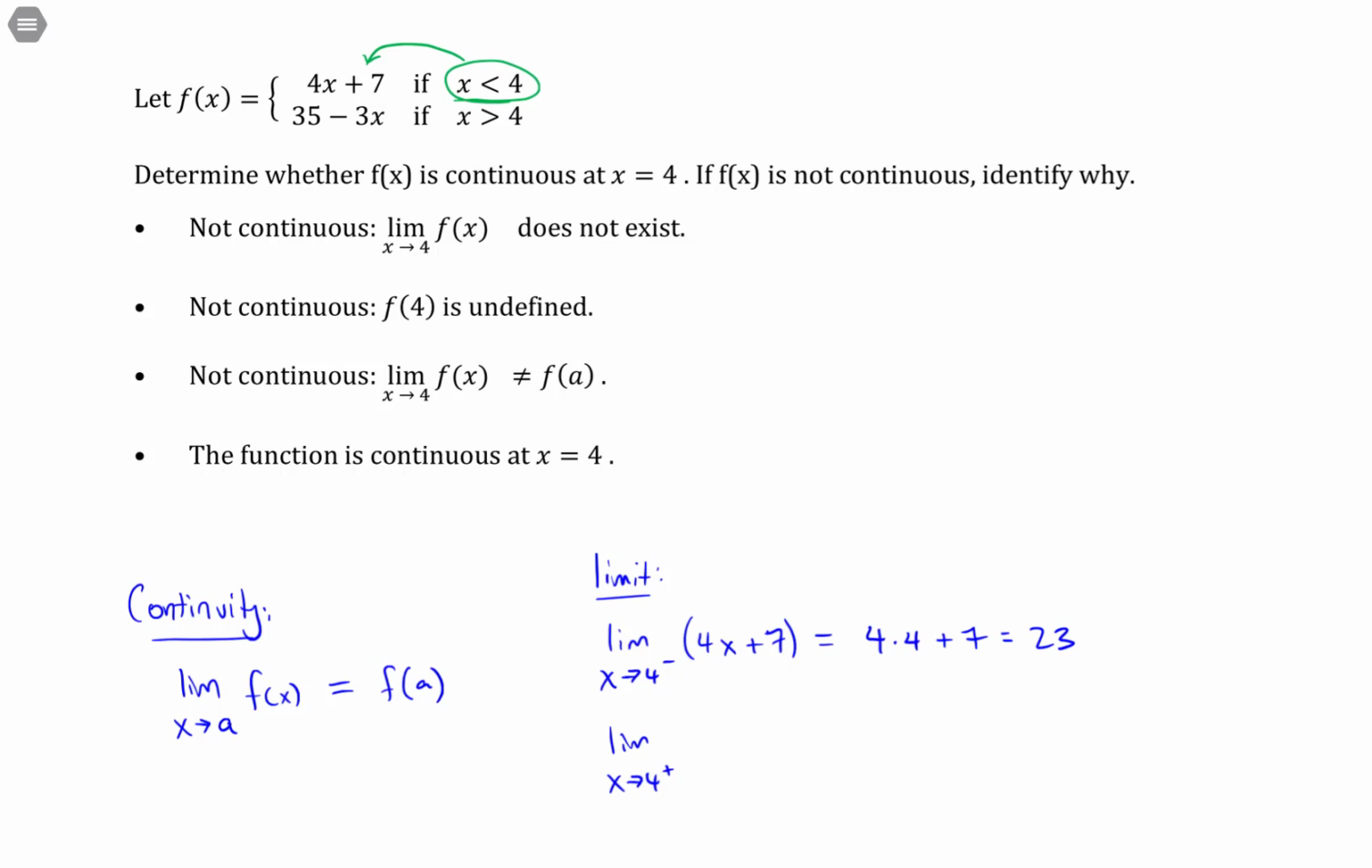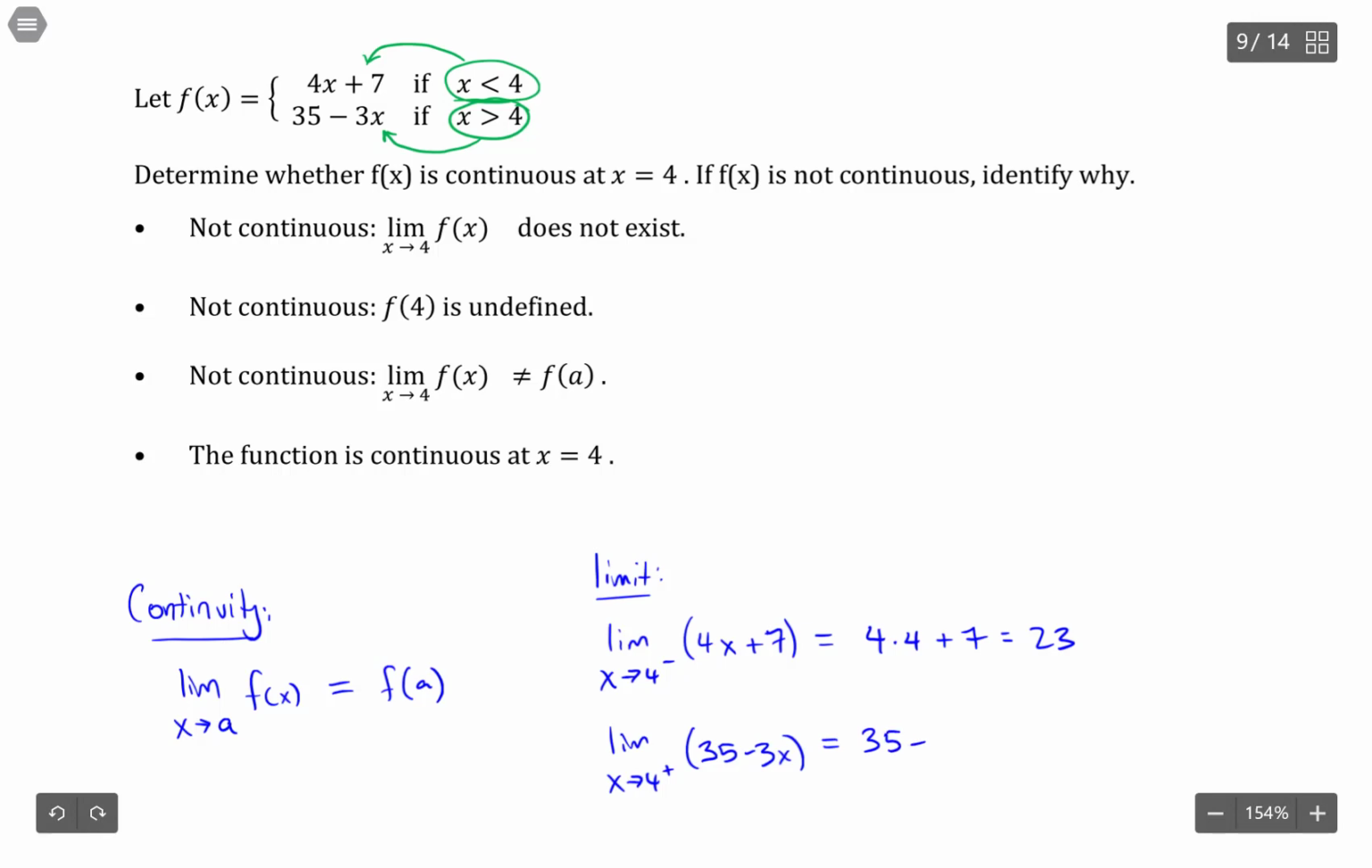Then the limit as x approaches 4 from the right. Those would all be values that are bigger than 4, so I would be looking at observing this function, which would be 35 minus 3x. Testing analytic limits first, that would mean I would be doing 35 minus 3 times 4. So 35 minus 12 looks like that's also 23.